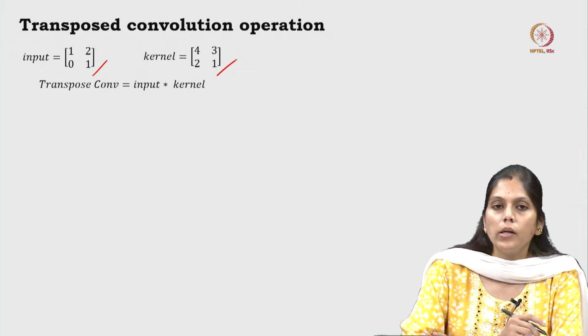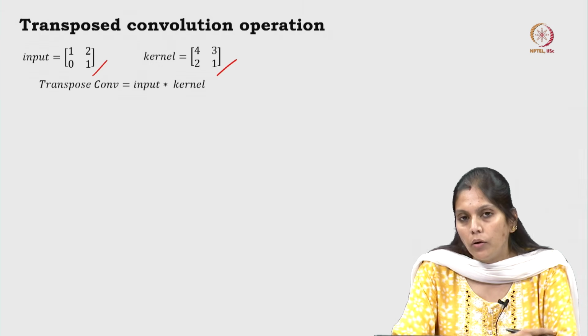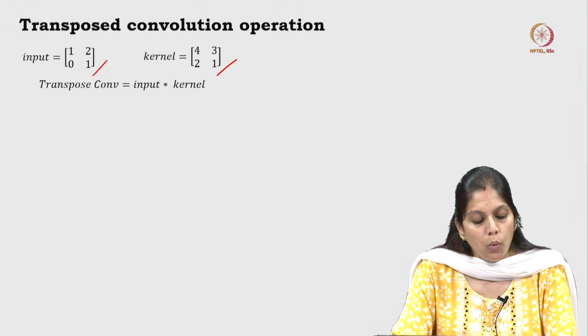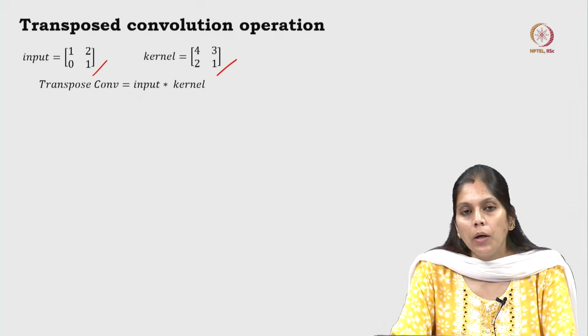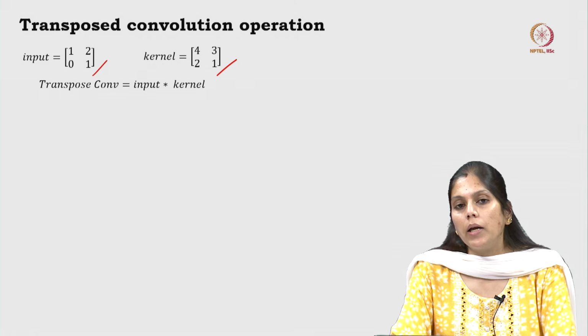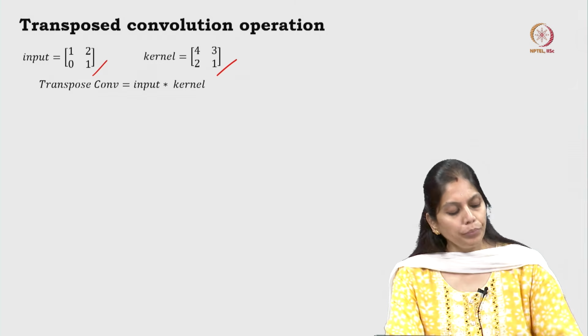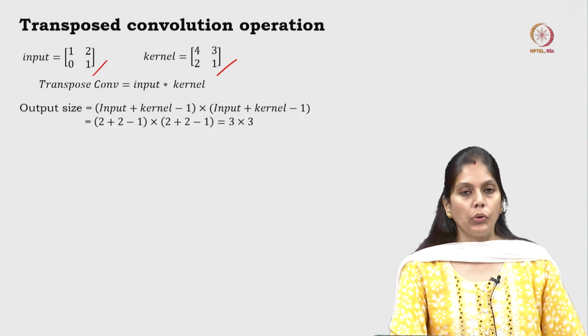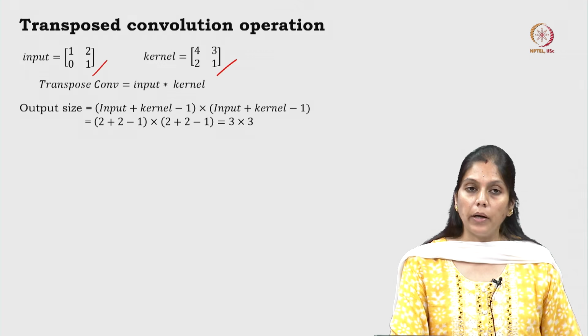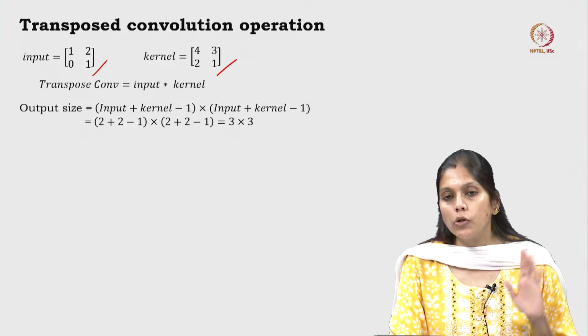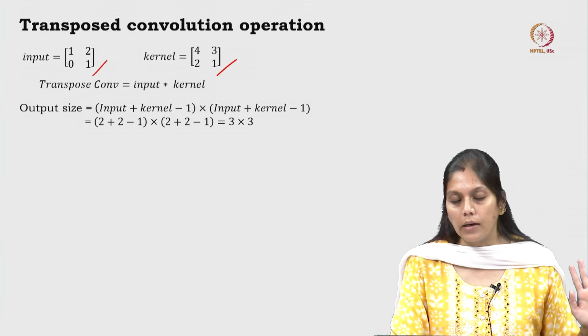The kernel value is just one kernel value which we have taken as 2 cross 2. What is a transpose convolution? You take the input and multiply it with the kernel. So how do you do that, and what will be the output size by doing this? Because our ultimate aim is to upsample, which means you have to increase the dimension.